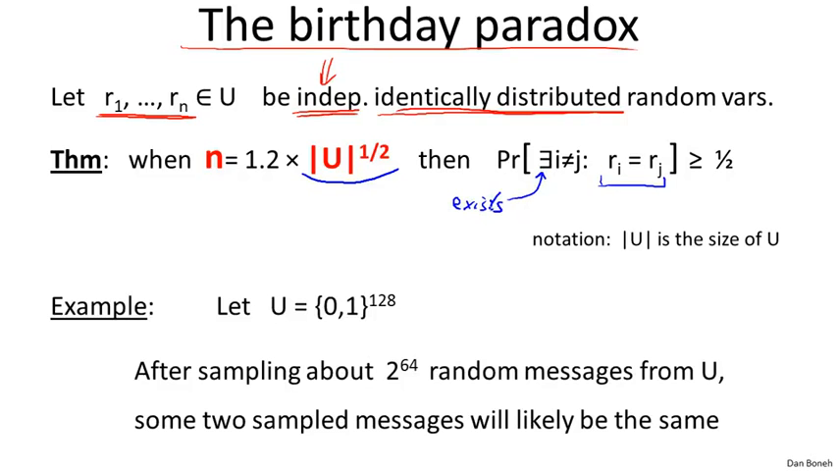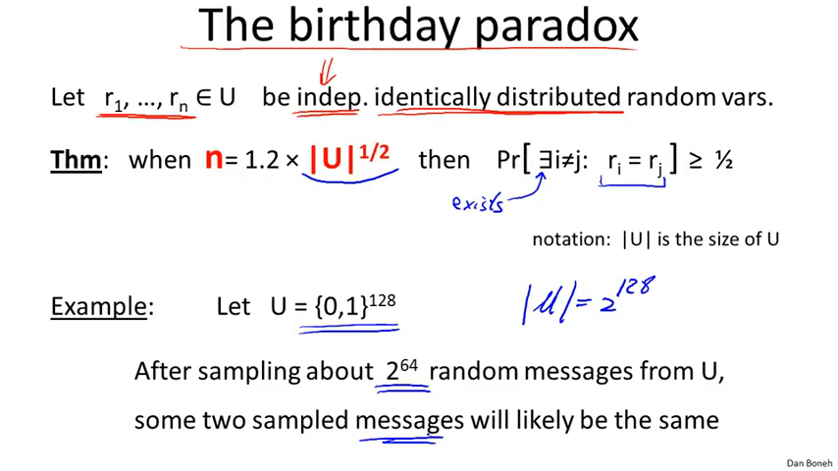So here's a concrete example that we'll actually see many, many times. Suppose our universe consists of all strings of length 128 bits. So the size of U is gigantic. It's actually 2 to the 128. It's a very, very large set. But it so happens that if you sample, say, around 2 to the 64 times from the set, this is about the square root of U, then it's very likely that two of your sample messages will actually be the same. So why is this called the birthday paradox?